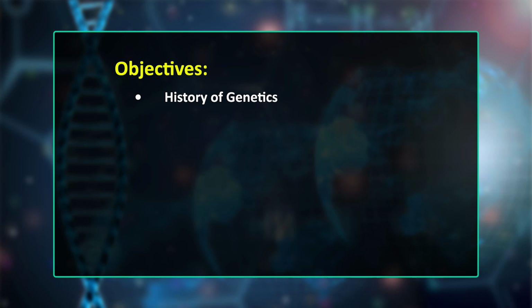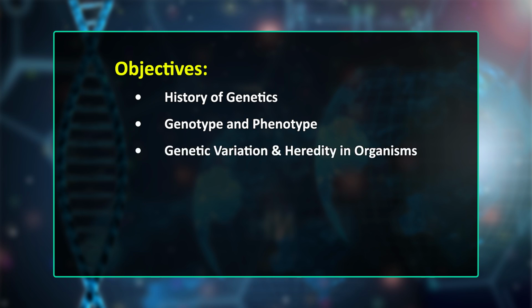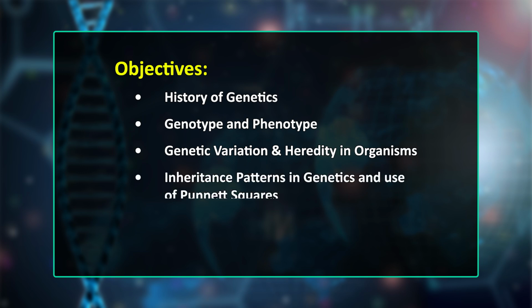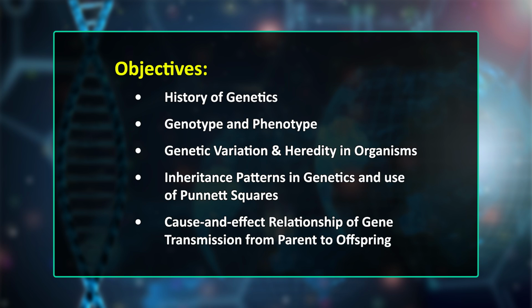The main objectives of this module are to know about the brief history of genetics, to know about genotype and phenotype, to know about the genetic variation and heredity in organisms, to know about the inheritance patterns in genetics and use of Punnett squares, to know about the causes and effect relationship of gene transmission from parents to offsprings.